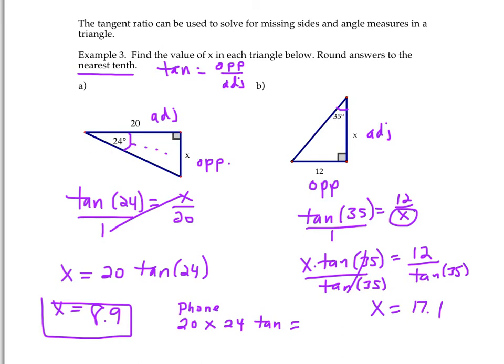So here are the instructions if you're doing this on your iPhone. So you would type in 12, hit divided by, type in the angle measure, 35 degrees, press tangent, and then press equals. And you'll find that you still come up with the same answer, 17.1.